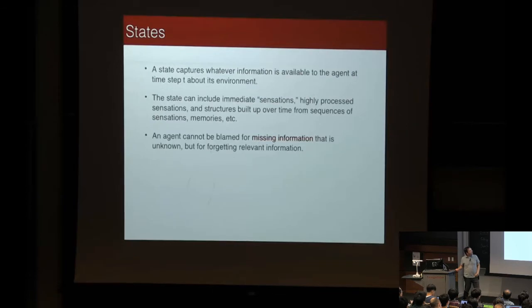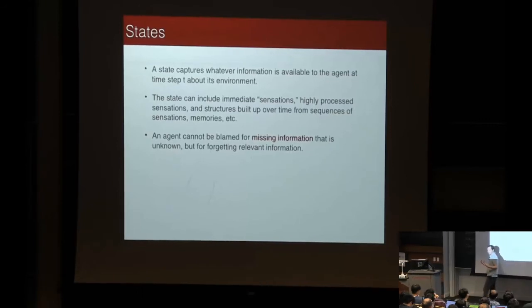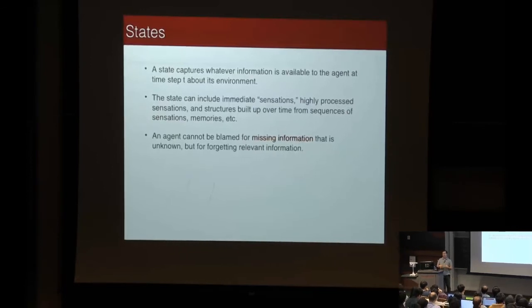An agent can't be blamed for missing information that's unknown, but it can be blamed for forgetting relevant information, right? So for example, when you're building models, if some information is missing, there is nothing you can do about it. But if you're forgetting some relevant information, or you're not including it as part of your state, then you're not going to have a good system, right? In the future we'll look at some applications of deep reinforcement learning, and a lot of it comes down to what representations you're learning about the state. Are you retaining all the relevant information so that you can achieve the task?